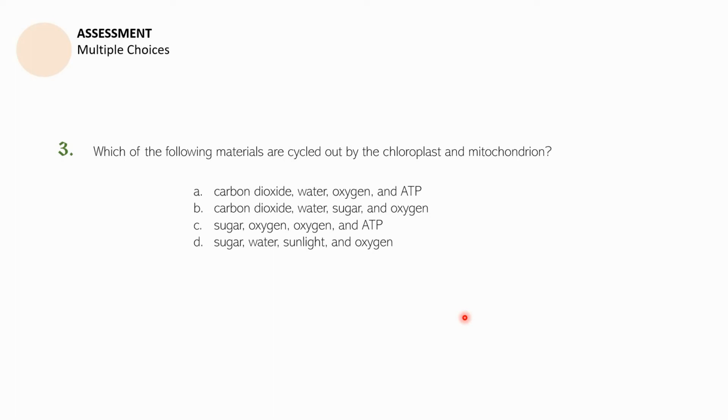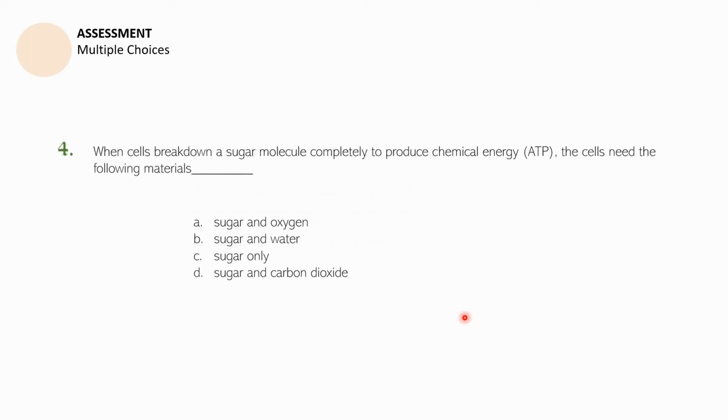If you have decided to continue, that means you're ready for question number 4. When cells break down a sugar molecule completely to produce chemical energy or ATP, the cells need the following materials. A, sugar and oxygen. B, sugar and water. C, sugar only. D, sugar and carbon dioxide.